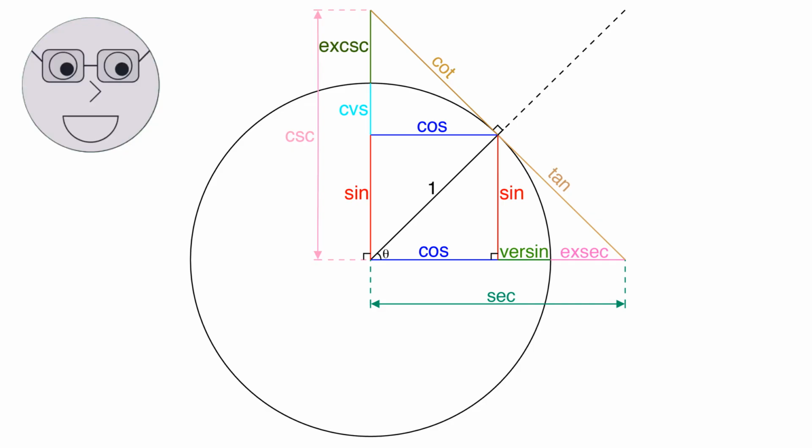The three main trigonometric functions are sine, cosine, and tangent, which are abbreviated as sin, cos, and tan, respectively. These functions relate the ratios of the sides of a right triangle to its angles.